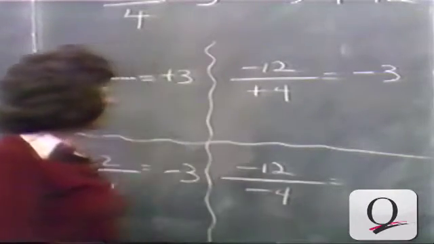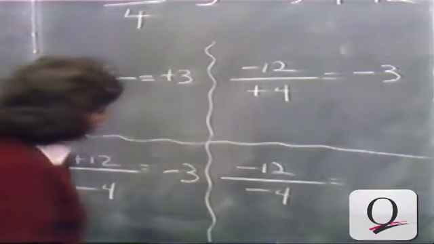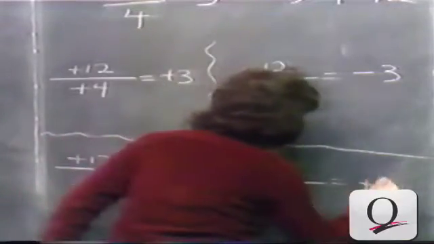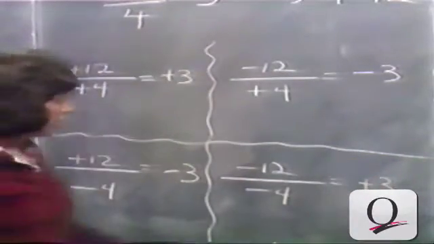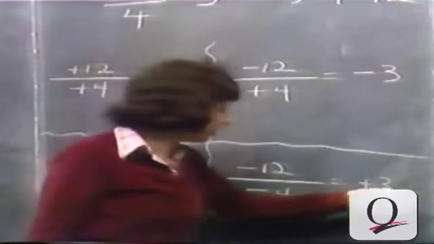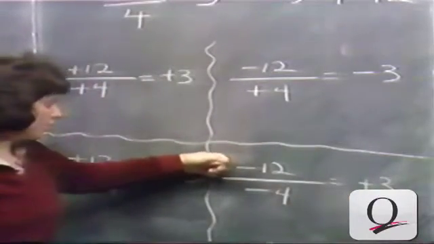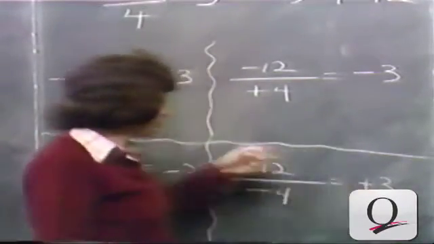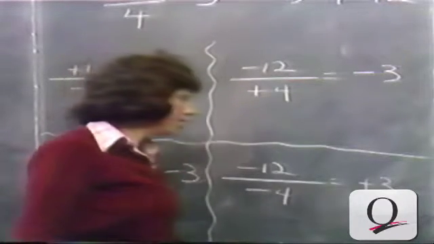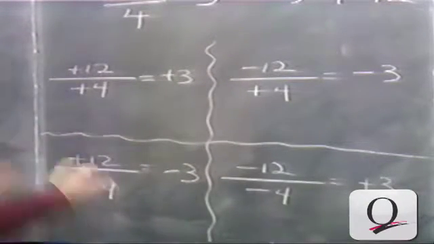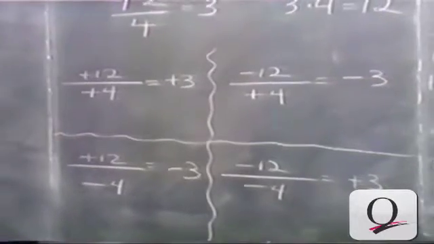Minus 12 divided by minus 4. Here the answer must be plus 3, since minus 4 times plus 3 will give you minus 12. A negative times a positive should give you a negative answer. So it seems that the rules for division will come right out of the rules we have for multiplication.